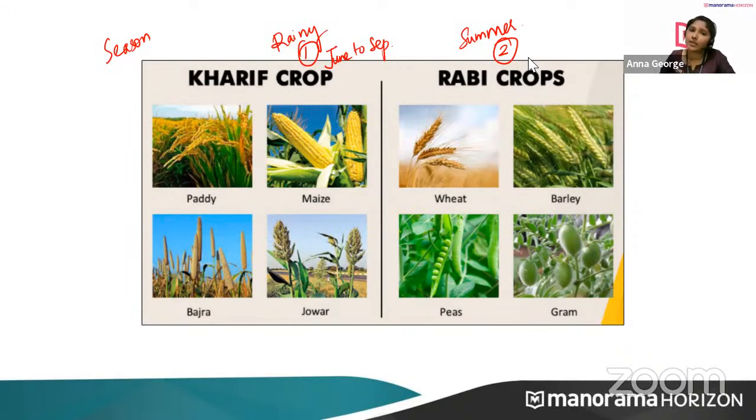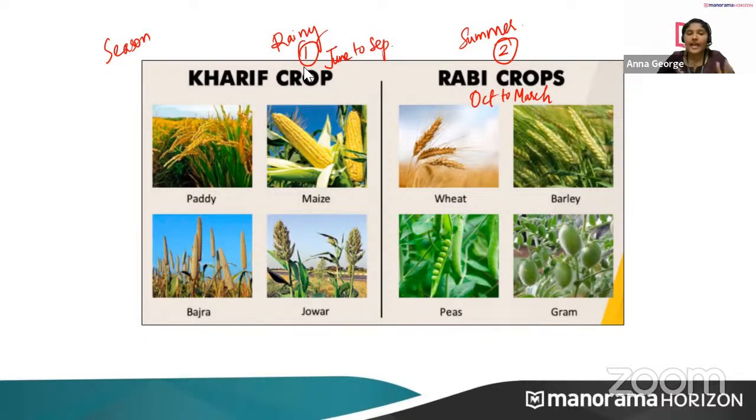And what about rabi crops? It is from October to March. Okay, yes, very good. Everyone is actively responding. Thank you so much. So these are the two types of crops: kharif crops and rabi crops.